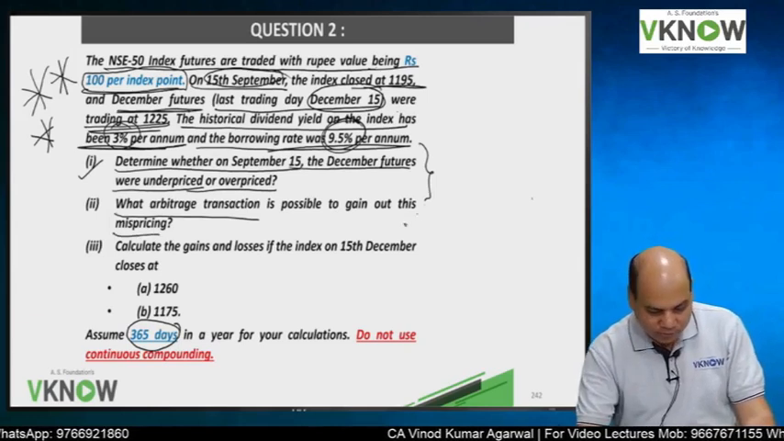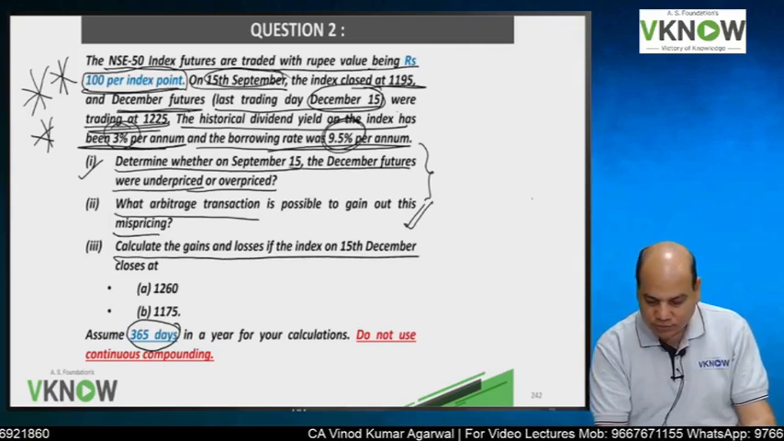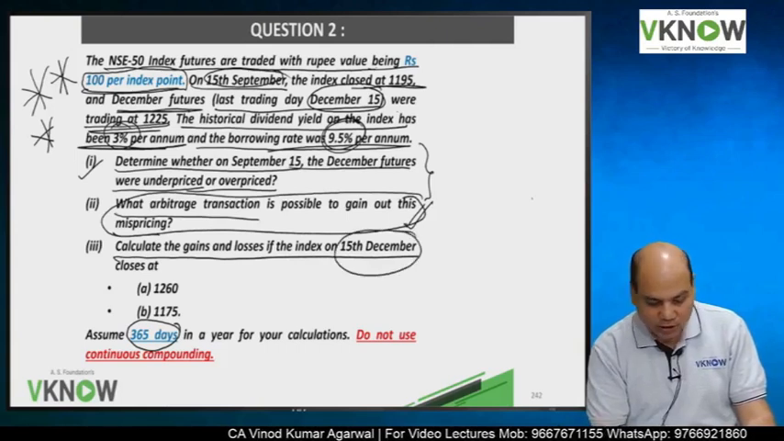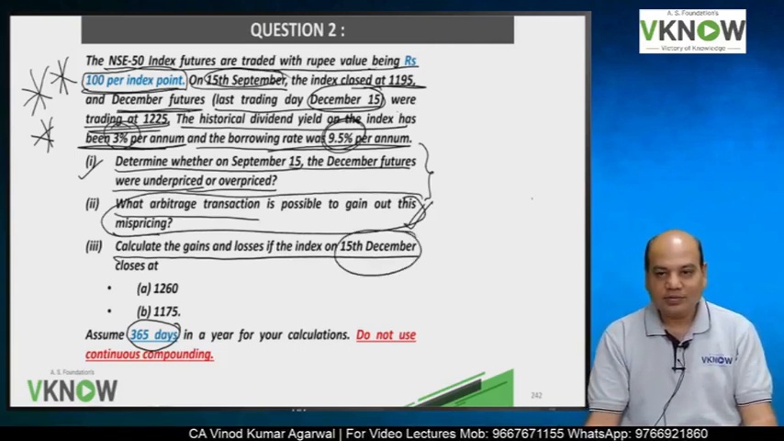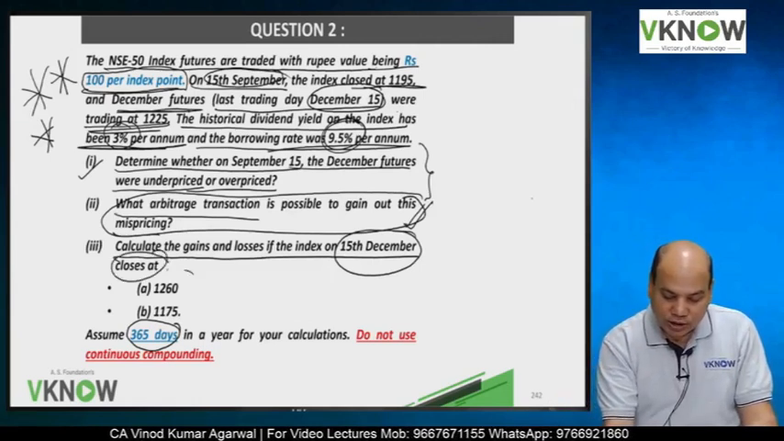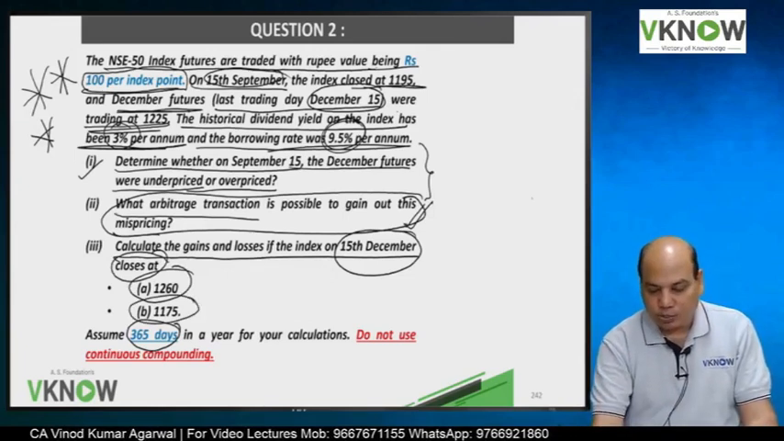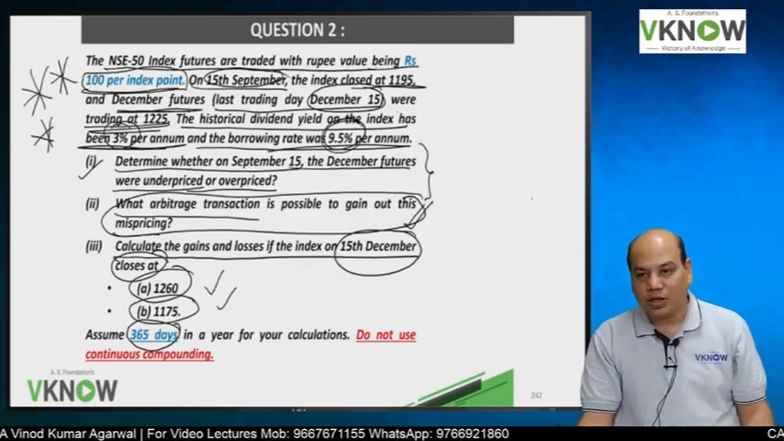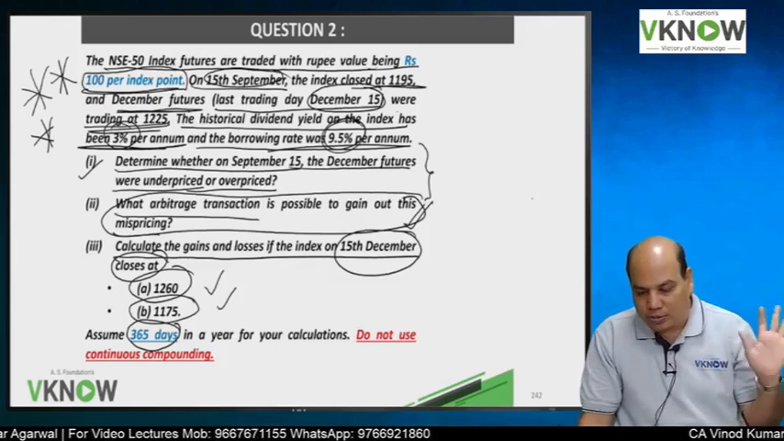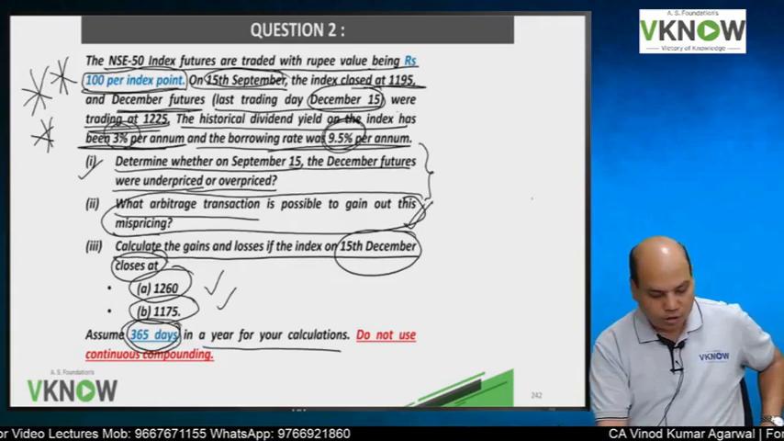So you have to explain what arbitrage action you will take. Calculate the gain or loss. Then after you have taken the arbitrage position, wait till 15 December. That is the maturity date. When the index actually closes at, in situation A, 1260 and, in situation B, 1175. In both situations, you have to demonstrate that the person is definitely going to get an arbitrage profit. And in this question, use 365 days in a year for your calculation.